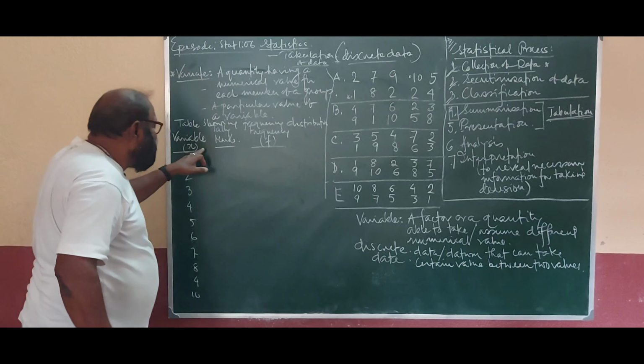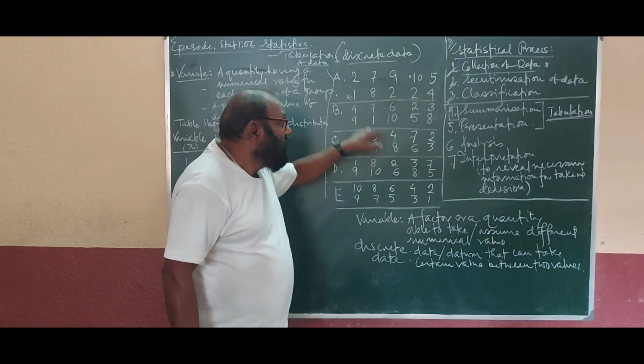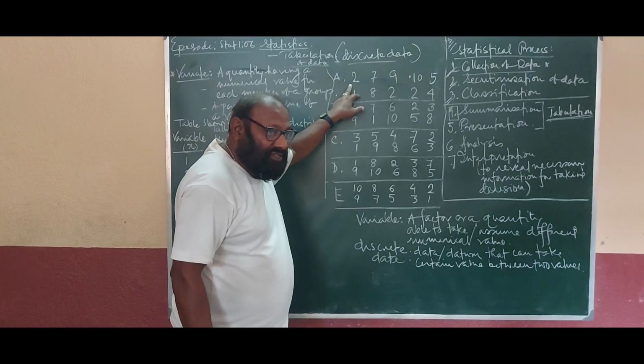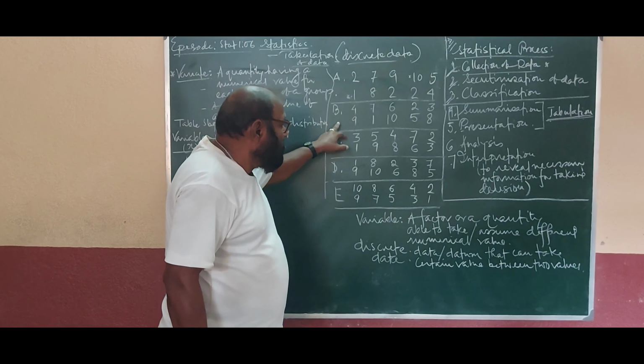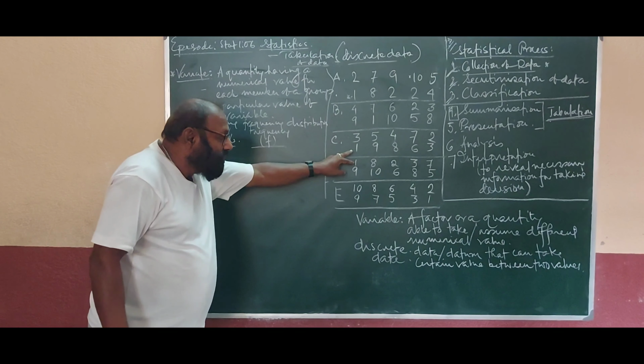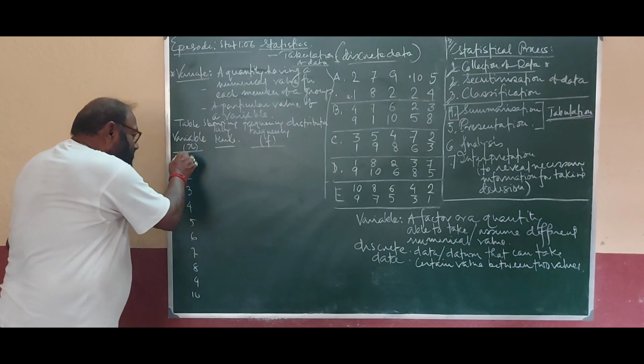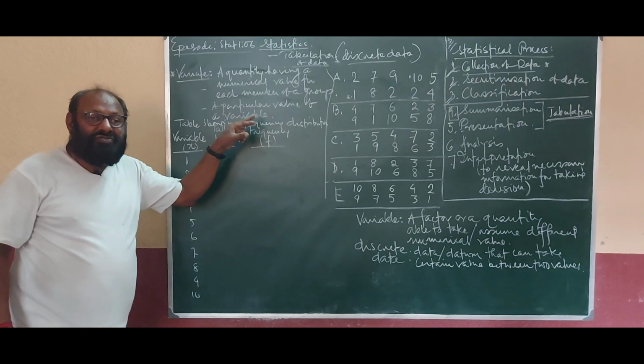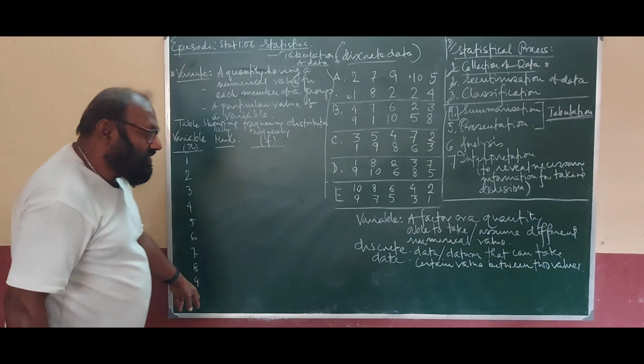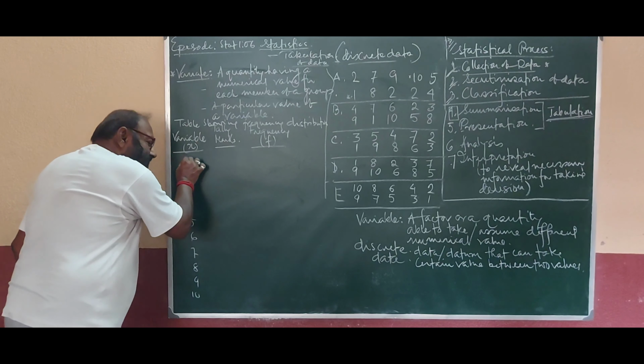Okay, so minutely try to understand, friends. These are the observations of Mr. A, and these are the observations of Mr. B, C, D and E respectively. Now, what are the numbers from 1 to 10? This is the value of the observation, and this value varies. It is 1, it is 2, it is 3, it is 4, and it is also 10. So this is known as variable.